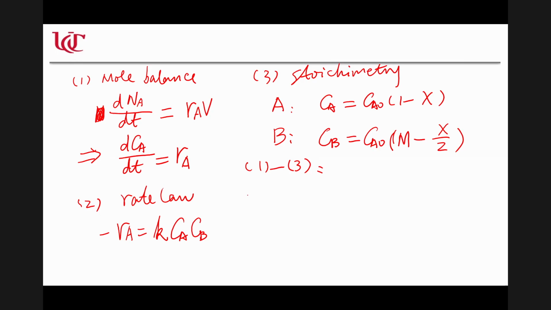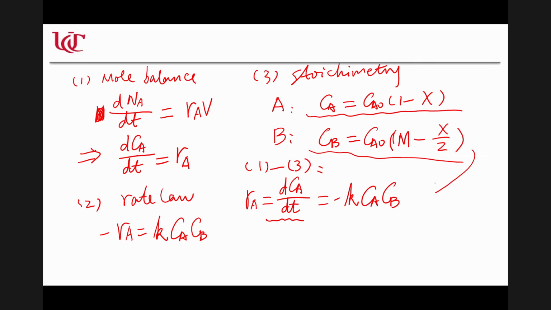So we have r_A equal dC_A/dt equal to minus k C_A C_B, right? And then what's dC_A/dt? We need to substitute C_A and C_B into this equation. So dC_A/dt equals minus C_A0 dX/dt, and then equals minus k C_A squared, C_A squared dX.